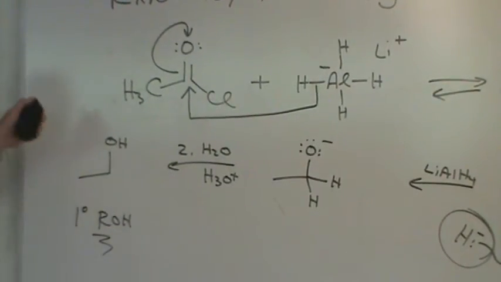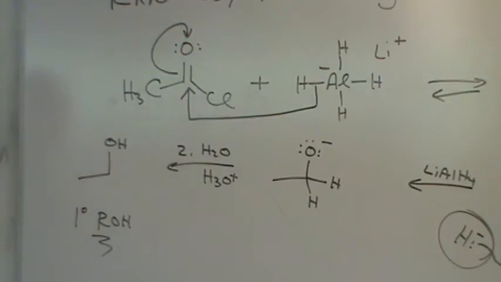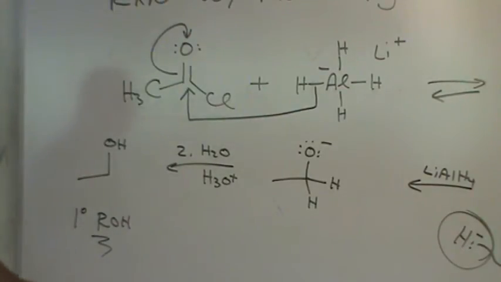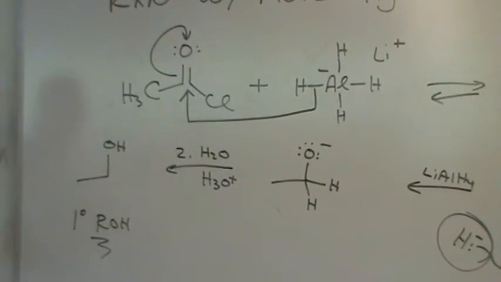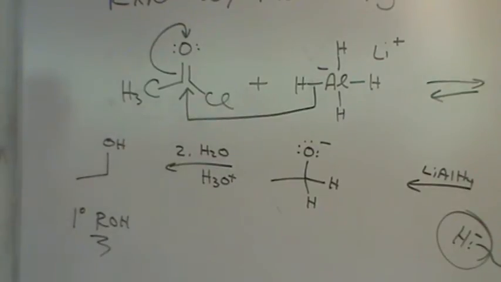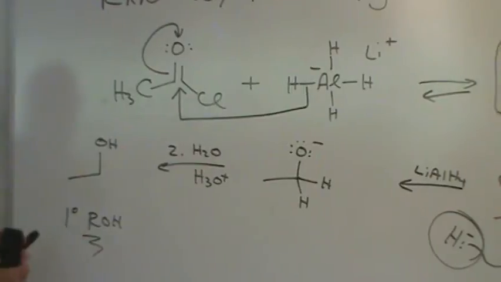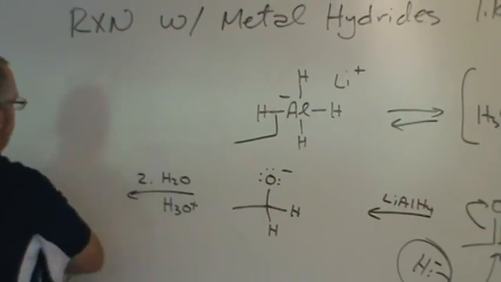So, the acid chloride can be converted to a tertiary alcohol by adding an organometallic, like a Grignard or an organolithium. 2 equivalents will add. Or it can be converted to a primary alcohol using a metal hydride like a lithium aluminum hydride. Let's go ahead and show another example of this.